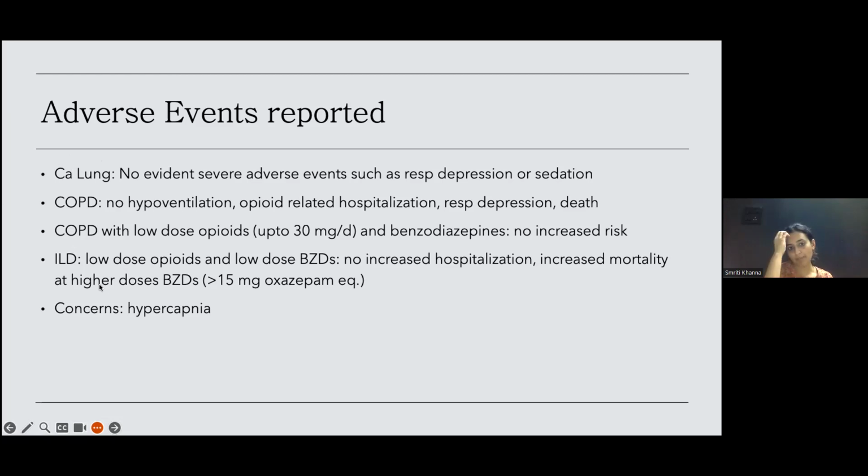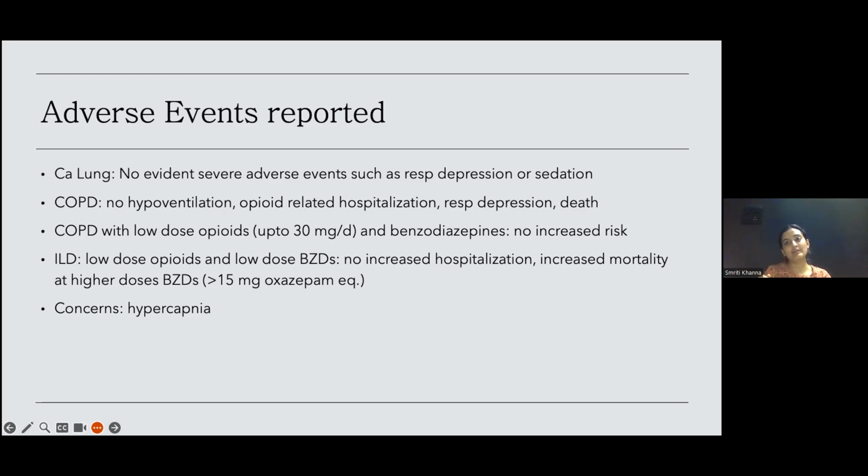This is taken from various meta-analyses and various trials. A meta-analysis done in lung cancer showed no evident severe adverse events like respiratory depression or sedation with opioids. A meta-analysis in COPD showed no hypoventilation, opioid-related hospitalization, respiratory depression or death with oral opioids. And there were some papers which looked at COPD with low-dose opioids and benzodiazepines.